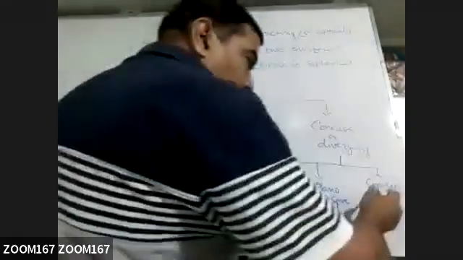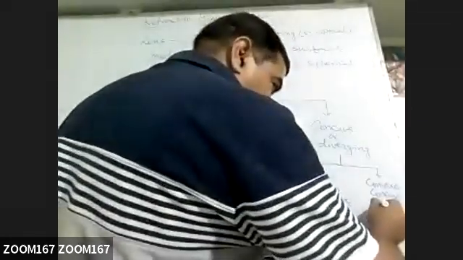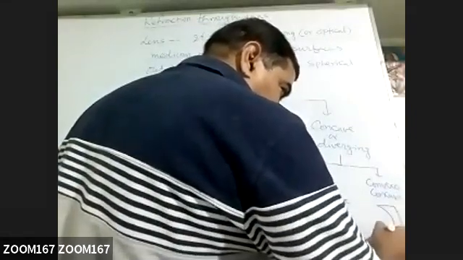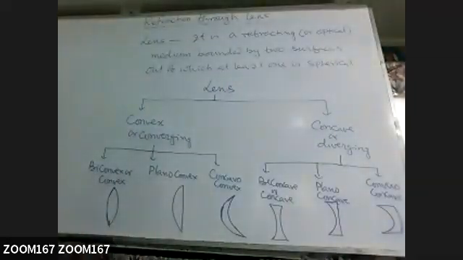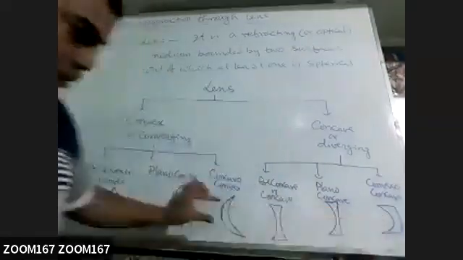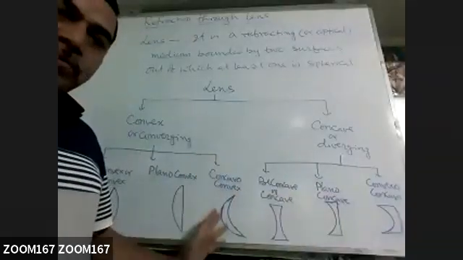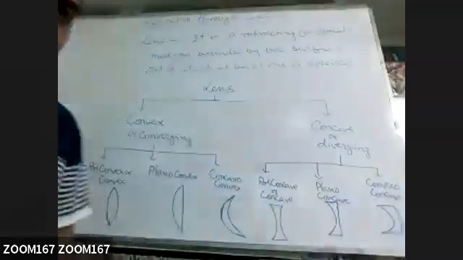This one is convex, another is concave. Shape of this one and this one similar. If you see the one small part, it will be same. One is having convex, one surface convex, one surface concave. Here also one surface convex, one concave. But what is the difference?